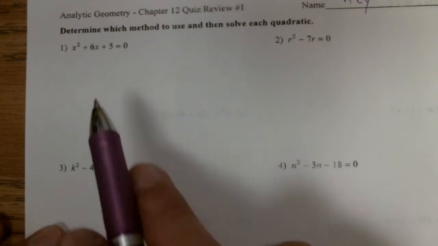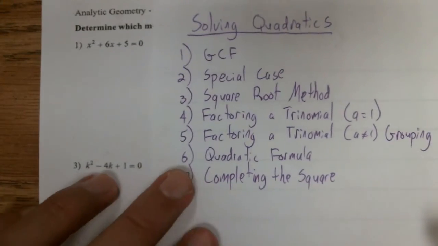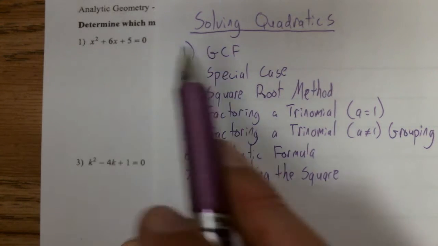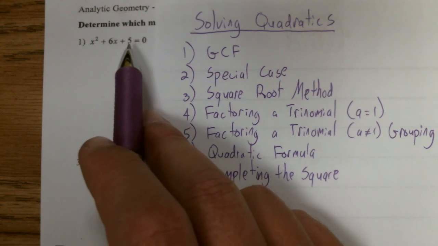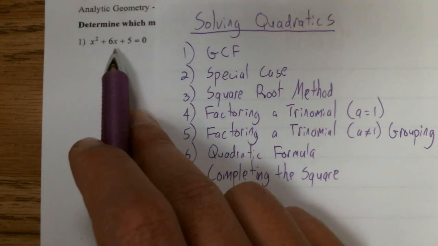So I got to figure out which of these methods is the best for solving number 1. So let's go down through our list. Can I use the GCF method on number 1? No, I can't, because you got to remember, and get out your study guide that I passed out to you guys as we're going through these. Remember, with the GCF method, you can't have that C term. I can only have a squared variable and the single variable. So I can't use GCF.